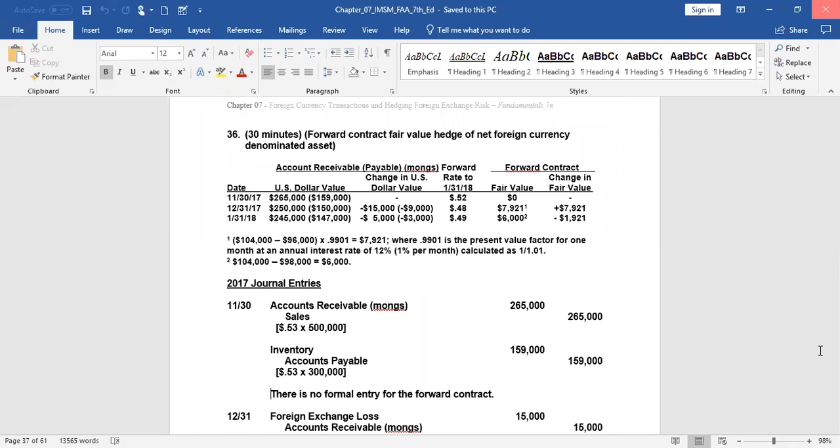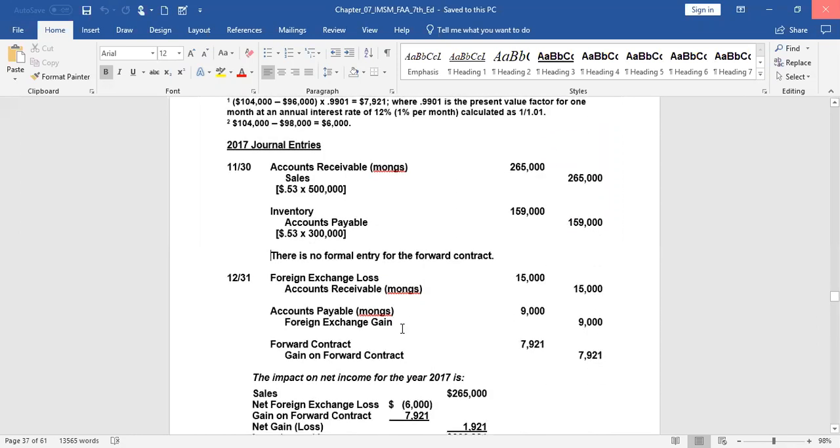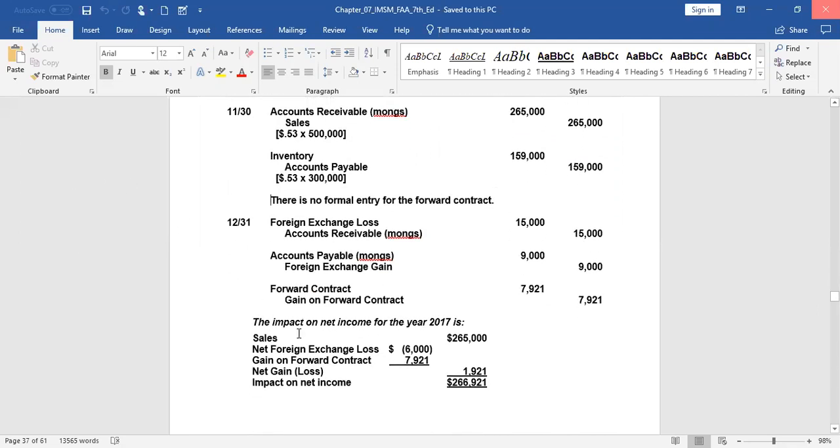So they're going to debit inventory and credit accounts payable for the 300,000 mongs times 53 cents. So we could record it in US dollars. Now, on December 31st, the first thing they want to do is determine, is there any gain or loss related to the accounts receivable?